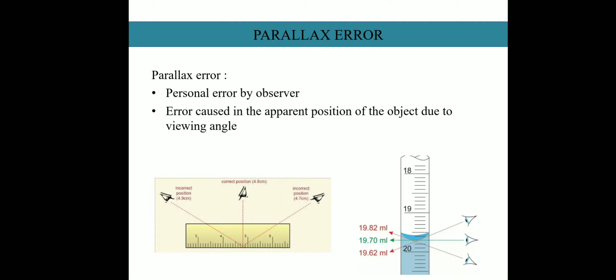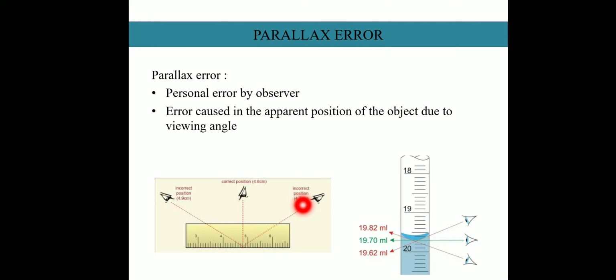We have seen in the parallax method that if we observe something from one point, it appears at a certain position, and when we observe from the right-hand side, it gives us a different position. Similarly here, when reading a scale, when we read from this side we obtain one value, here it is 4.9 centimeter. When you read from this side, we get a different value, which is 4.7 centimeters.